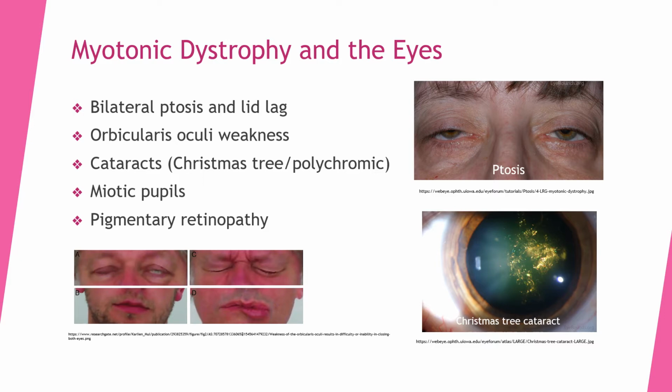And Christmas tree or polychromic type of cataracts can also be observed. Pupils narrow and form a myotic pupil on observation, and there may be pigmentary retinopathy upon the fundus exam as well.